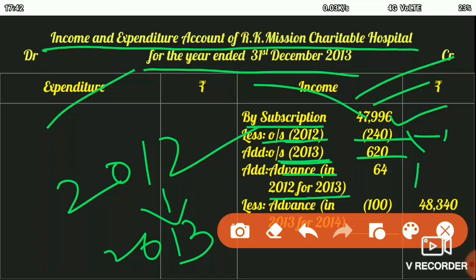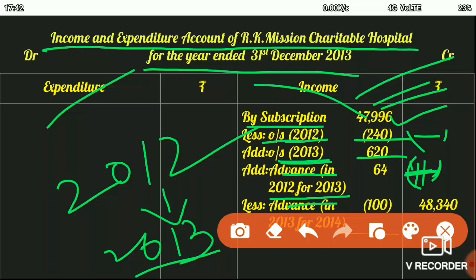So we are adding this 64 because it is already received and the members will not pay it again. So it will not be shown in 2013's cash, which is not shown in the receipts and payments account. So it will not be present in this 47,996. So we are adding that.